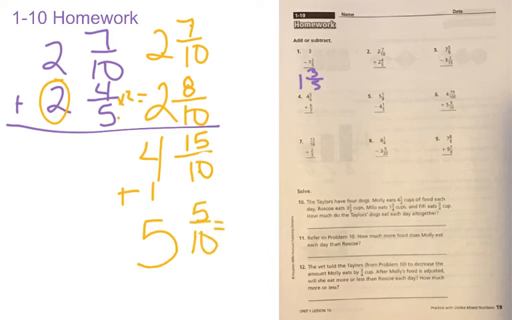And 5/10 could also be 1/2. And so for this one, I would accept 5 5/10 or 5 1/2. You can write it either way. I'm going to write it above since I'm running out of space.